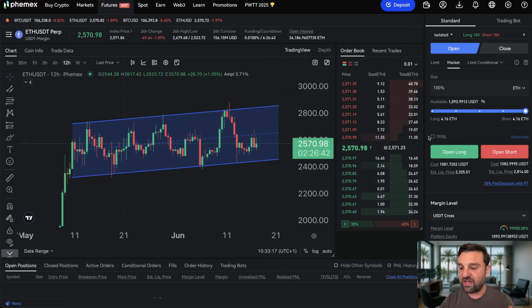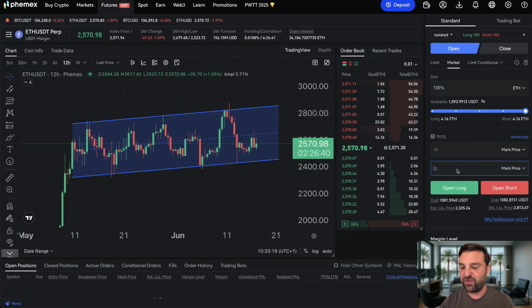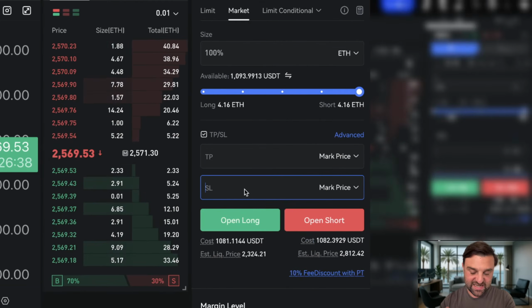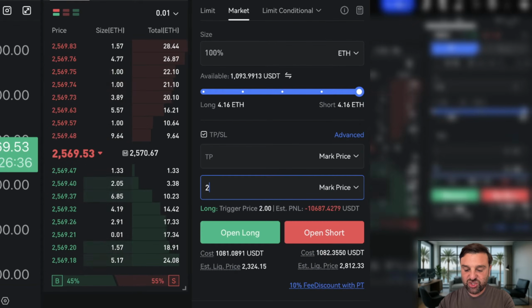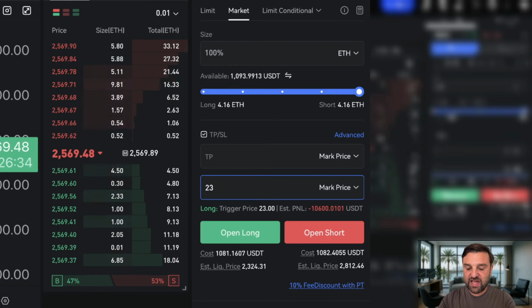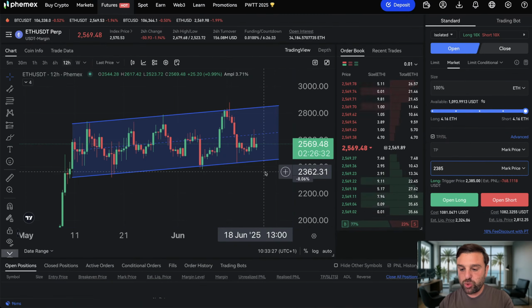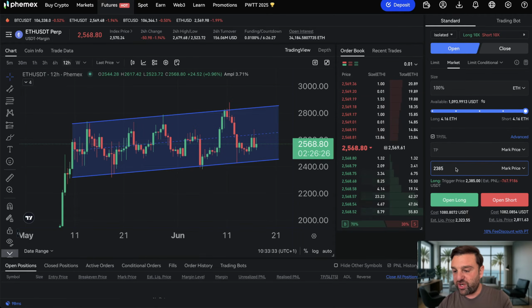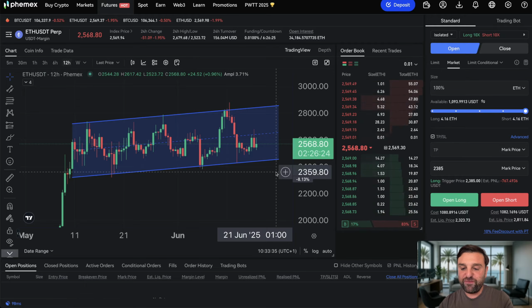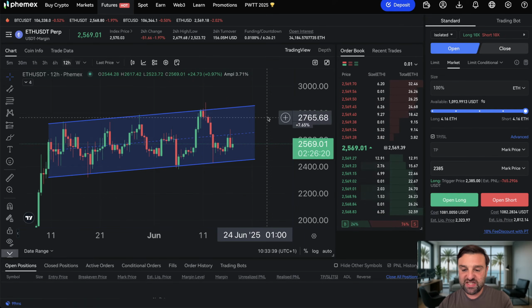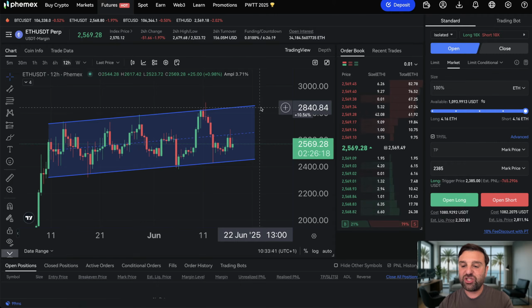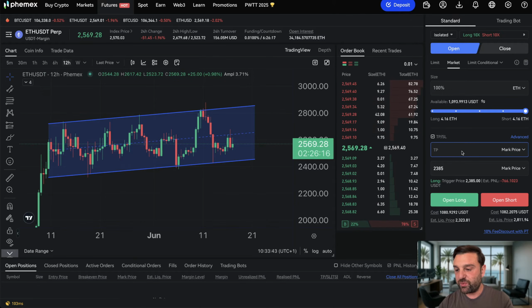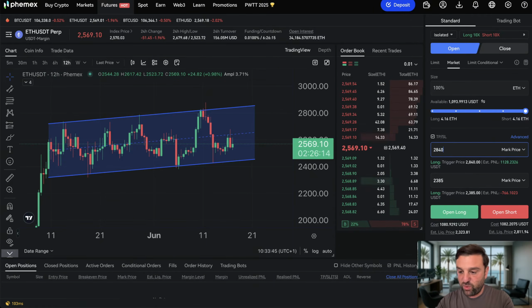So we want to set our stop loss, I would suggest for this trade, again, basic analysis, at $2,385, which would be approximately there. It would be way under this support. So 2,385. Now the take profit, we might want to set at the top of this range because that is a resistance level. Let's set it at 2,840. So we're going to set our TP as 2,840.